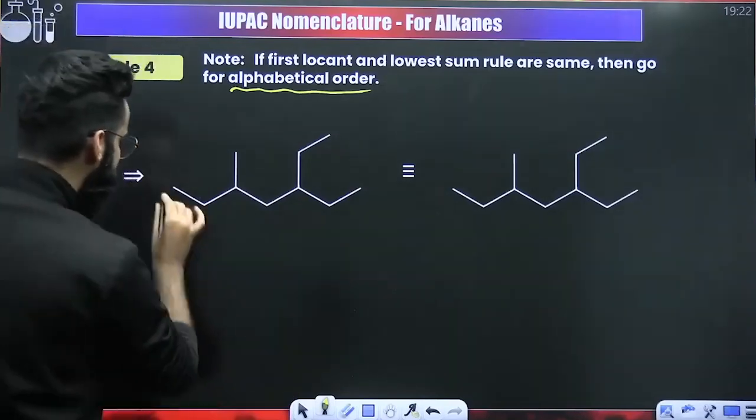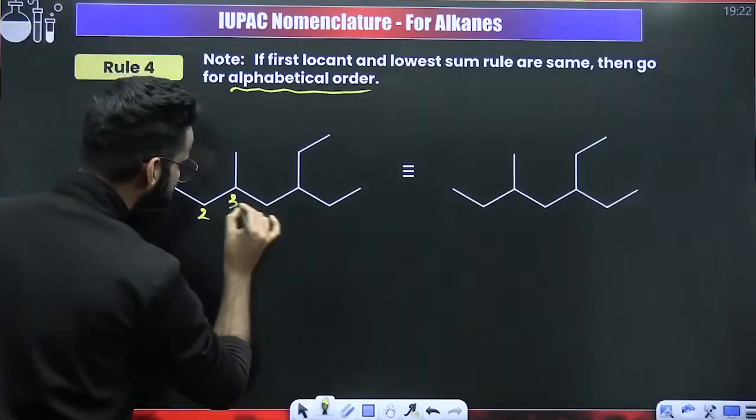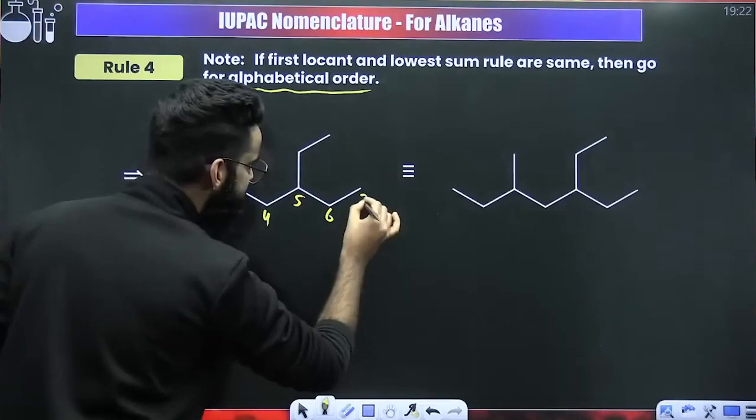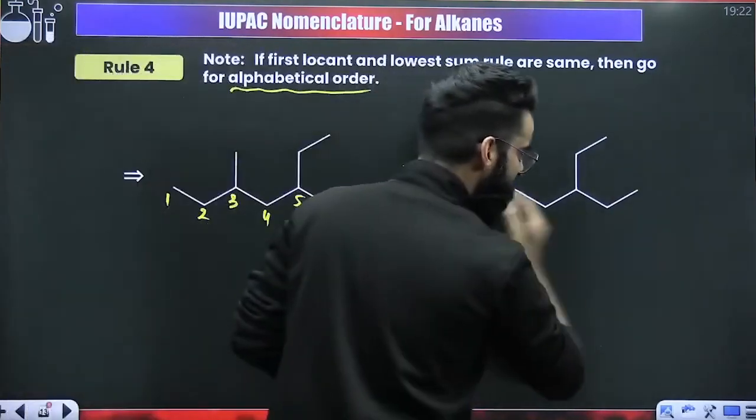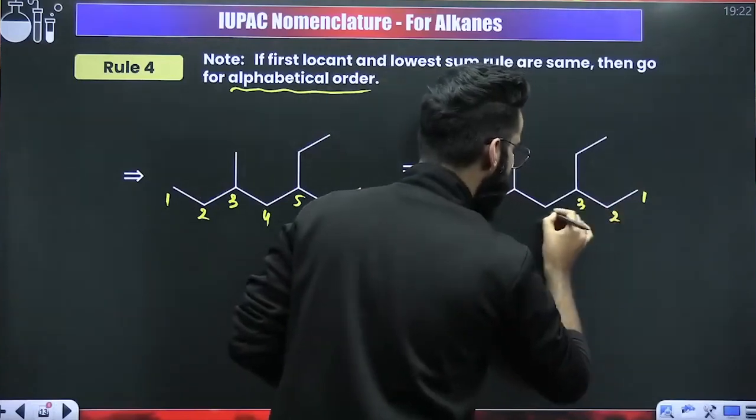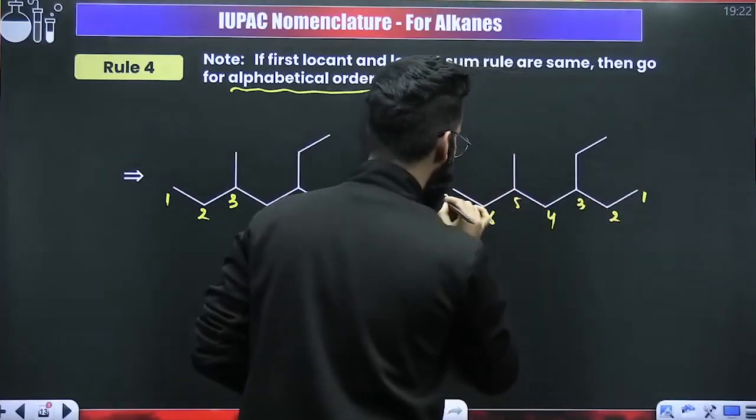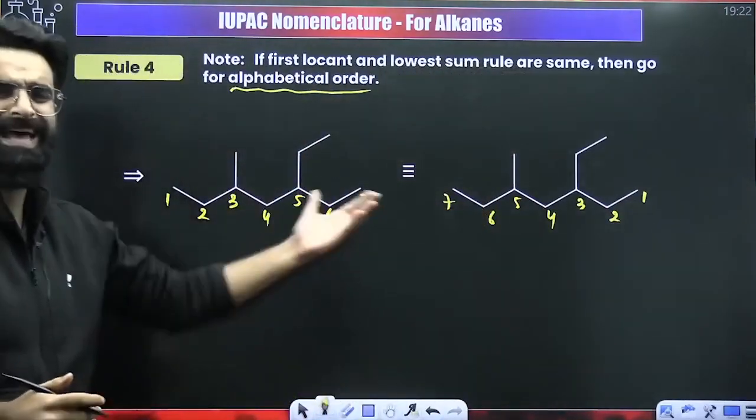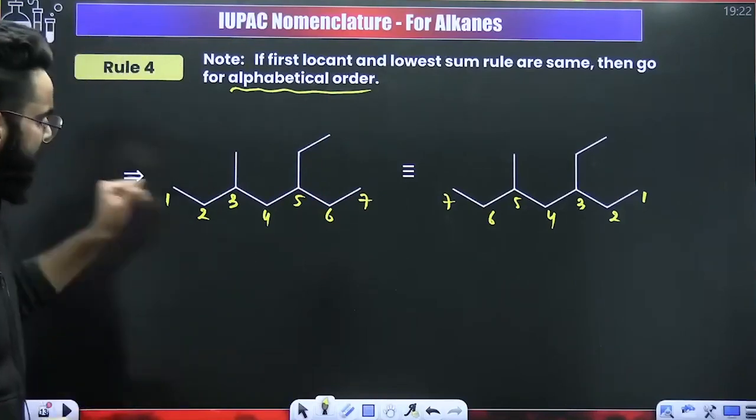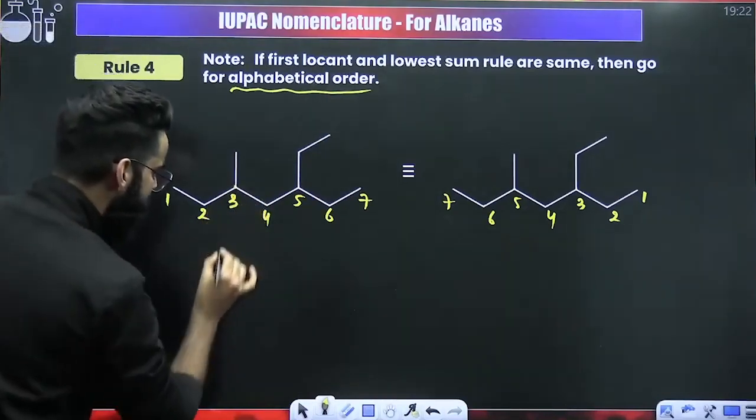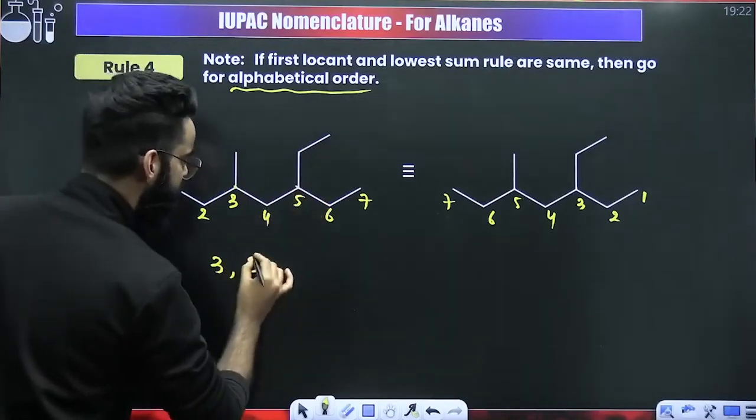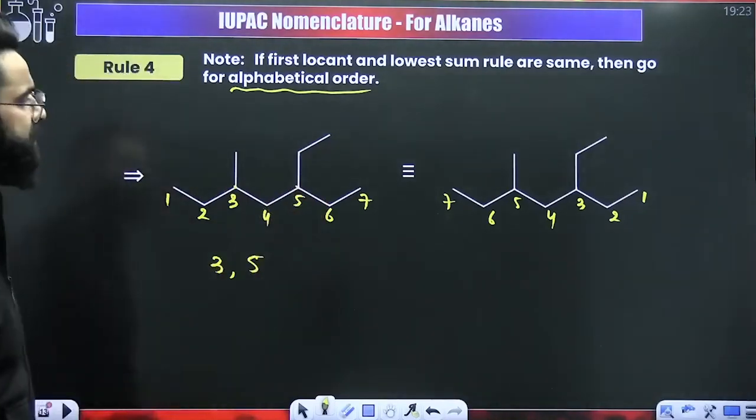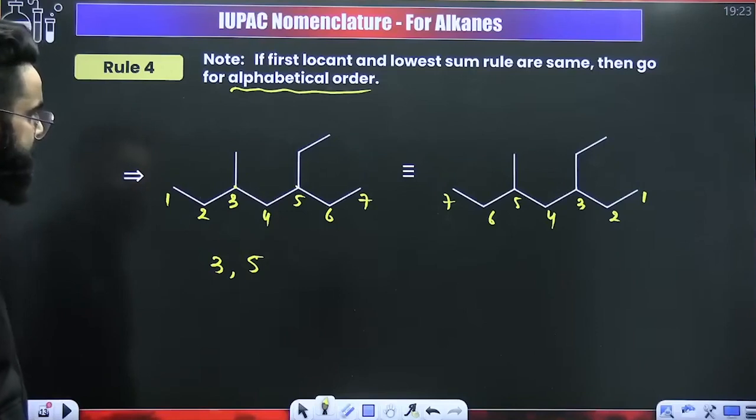First thing, let me start the numbering from here. 1, 2, 3, 4, 5, 6, and 7. Left to right, I've started the numbering. Perfect. Now again, from right to left. This is 1, this is 2, 3, 4, 5, 6, and 7. These are two ways I can do the numbering. Now look at this particular case. The first substituent is at third position. Second substituent is at fifth position. Perfect.